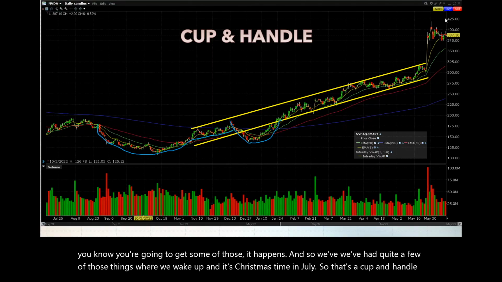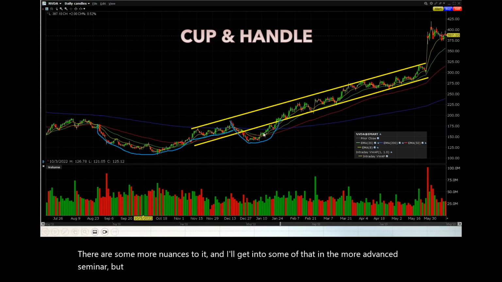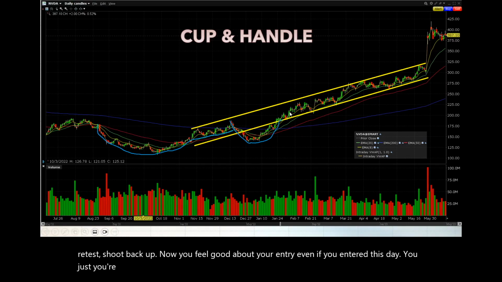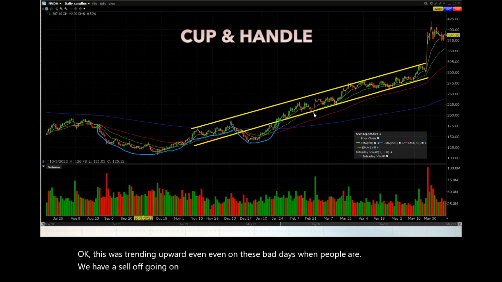So that's cup and handle. There are some more nuances to it, and I'll get into some of that in the more advanced seminar. But in terms of the pattern, this is a classic cup and handle right here. Break up above, retest, shoot back up. Now you feel good about your entry. Even if you entered this day, you're committed to it unless this structure down here gets taken out, which it did not. This was trending upward even on these bad days when we have a sell-off going on, you're still on the uptrend.